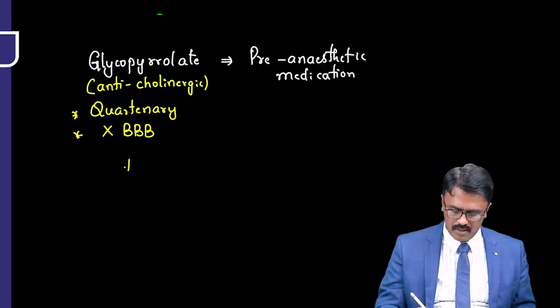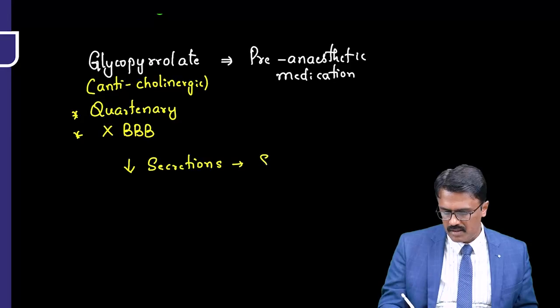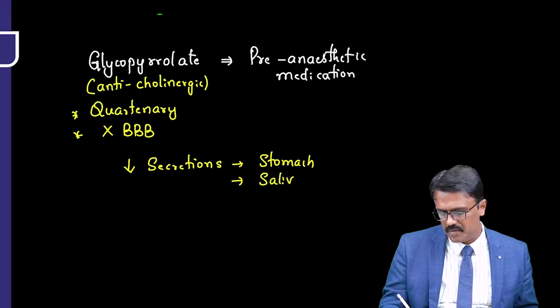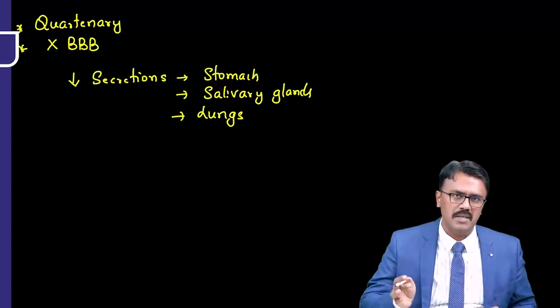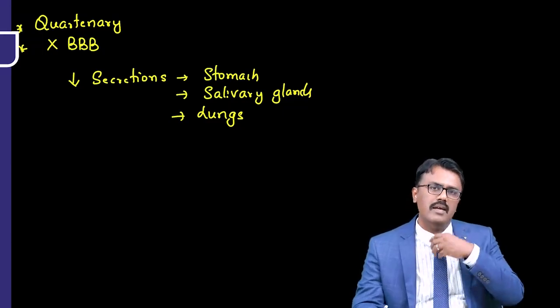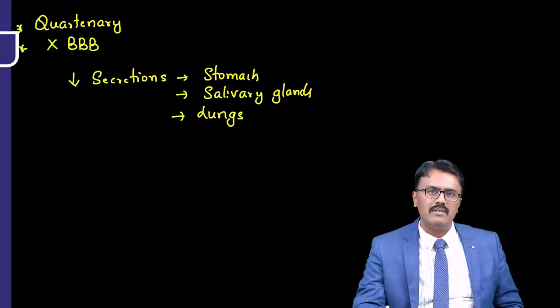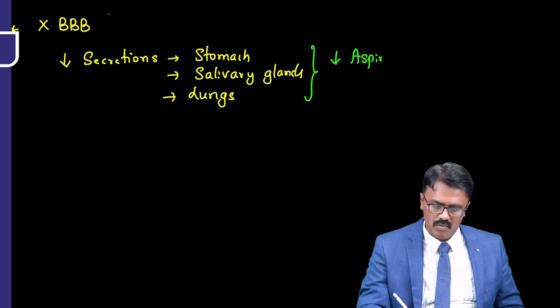Since it's an anticholinergic, it decreases secretions from the stomach, from the salivary glands, and also decreases secretion in the lungs. Sir, what is the advantage? The advantage is, when we are putting a patient under anesthesia, many a time the stomach secretion and salivary secretion can pool and enter the lung, and that we call aspiration pneumonia. So the advantage of using it before anesthesia is that it decreases the chance of aspiration pneumonia.